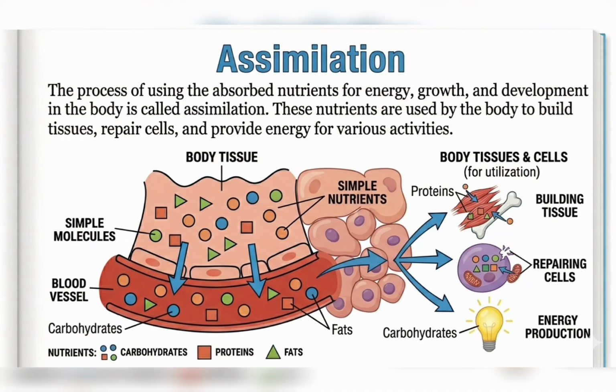The fourth step of nutrition is assimilation. Assimilation means the process of using the absorbed nutrients for energy, growth, and development. So, now we ate the food, we changed the complex to simple molecules, and we absorbed it into the blood. Now we have to use that. So, that process is called assimilation. For what are we using it? Again, energy, growth, and development. These nutrients are used by the body to build tissue, repair cells, and provide energy for various activities.